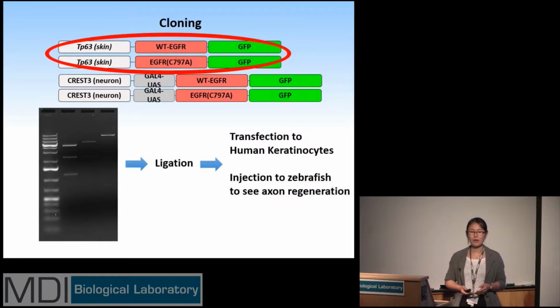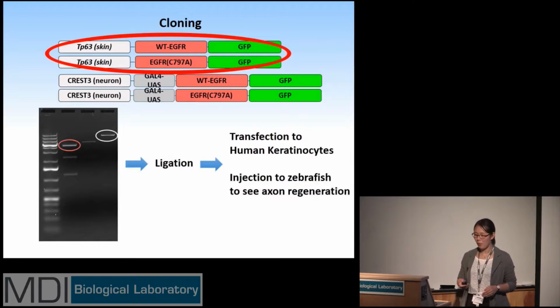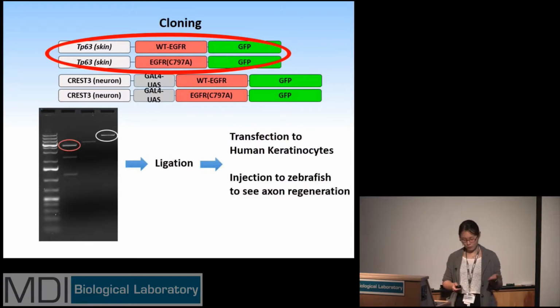Right now we have the top two constructs, and in the first half of the summer, I worked on the cloning of the top wild-type constructs of EGFR. What I did was I first isolated the EGFR and promoter from the plasmid using restriction enzymes, and using an enzyme called ligase, I put them together. So now we have these constructs that we can test the activity of.